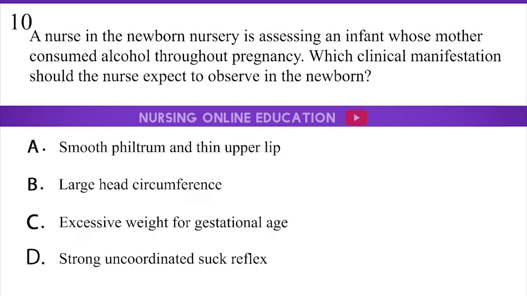10. A nurse in the newborn nursery is assessing an infant whose mother consumed alcohol throughout pregnancy. Which clinical manifestation should the nurse expect to observe in the newborn? A. Smooth philtrum and thin upper lip. B. Large head circumference. C. Excessive weight for gestational age. D. Strong uncoordinated suck reflex. The answer is option A, smooth philtrum and thin upper lip.